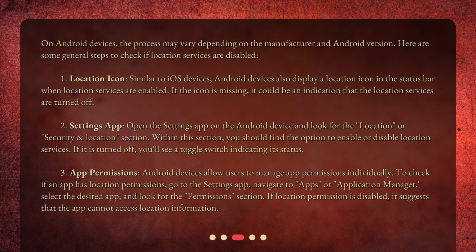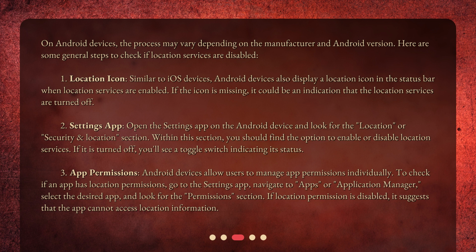2. Settings app. Open the Settings app on the Android device and look for the Location or Security and Location section. Within this section, you should find the option to enable or disable location services. If it is turned off, you'll see a toggle switch indicating its status.